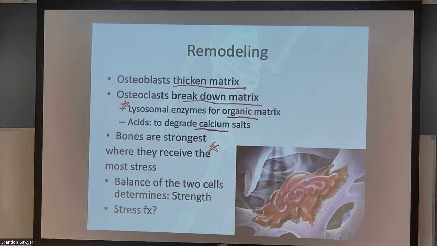Any tibial stress fractures or metatarsal stress fractures? Yeah, those are probably the most common. Like fifth metatarsal is a really common one. Tibia can be somewhat common.